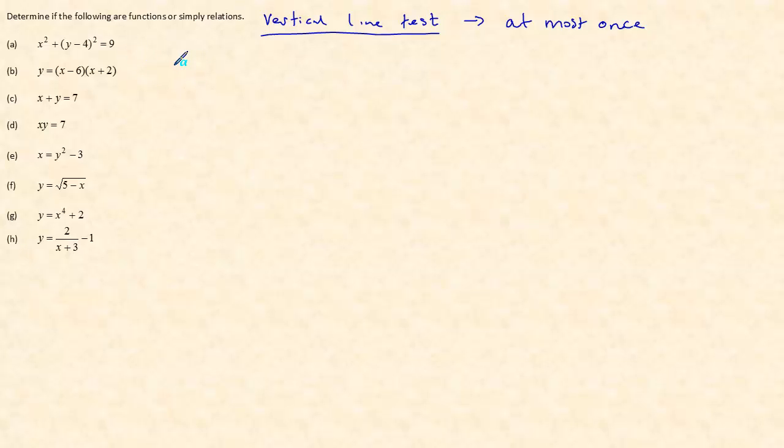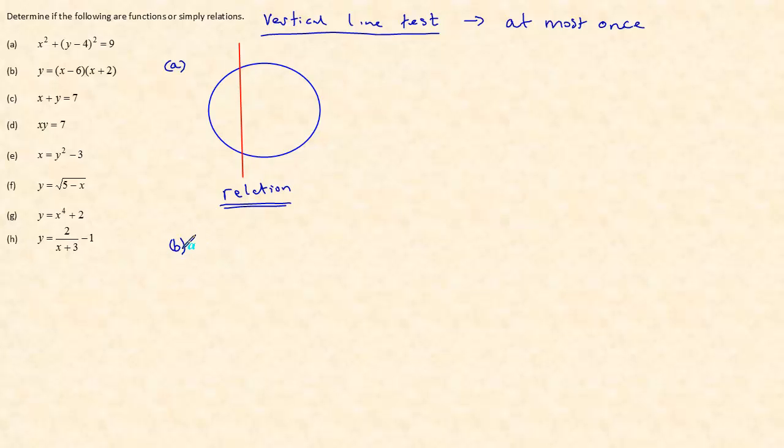So if we look at part A, look at the equation. You should recognize that as being a circle. And a circle is going to fail the vertical line test. So this one is just a relation. They're all relations, but some relations are functions. So this one is just a relation.